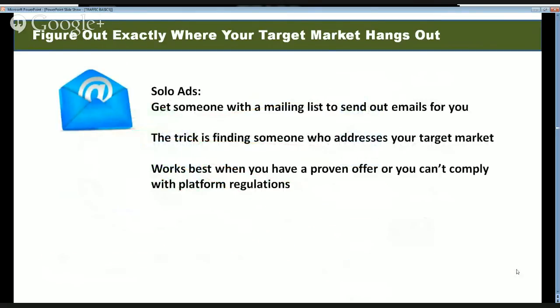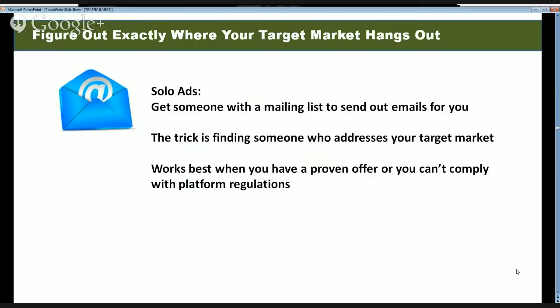Solo ads is how you do email. This is not sending personal emails, but instead it's getting someone that already has a mailing list to send out emails on your behalf. Usually you have to supply the email. Okay, but the trick here is to find someone who really addresses your target market. And if you're very specific in your target market, I promise you that it's not going to be that specific when it comes out to these kind of targeted emails. They're going to be much more general, much more generic.